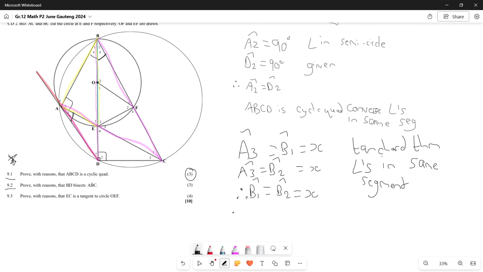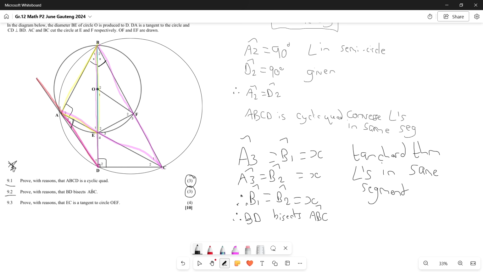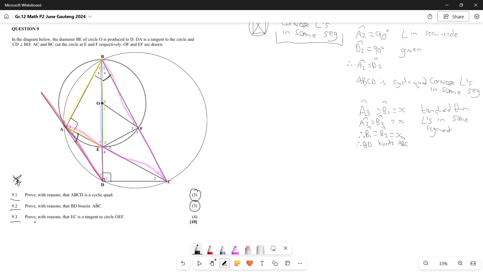So we can just write down our conclusion. BD bisects ABC. And that would earn us 3 marks over there. And then last question, 9.3 says, prove with reasons that EC over here is a tangent to circle OEF.